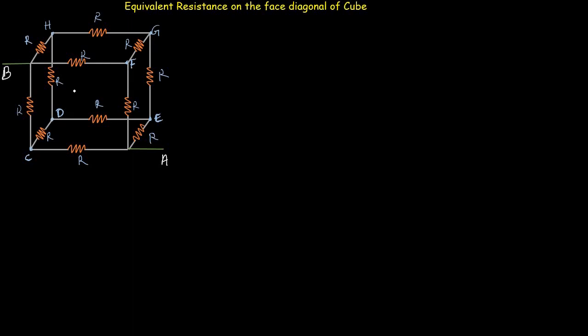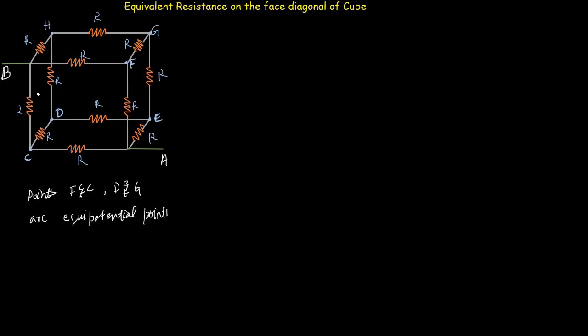Points D and G are also symmetrical points because they are at the same distance from point B, and at the same distance from point A. So the potential at this point will be the same as the potential at this point. So now we can simply say that points F and C, and points D and G, are equipotential points due to the symmetry.